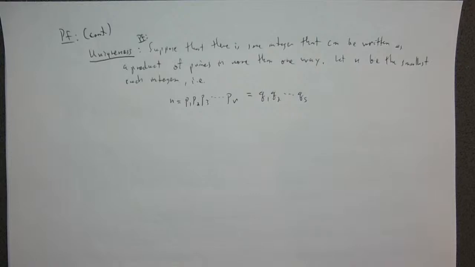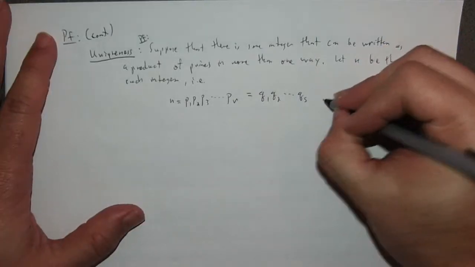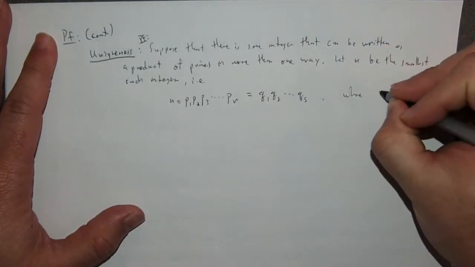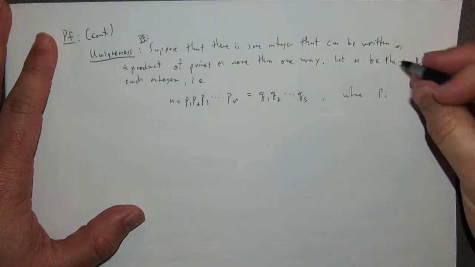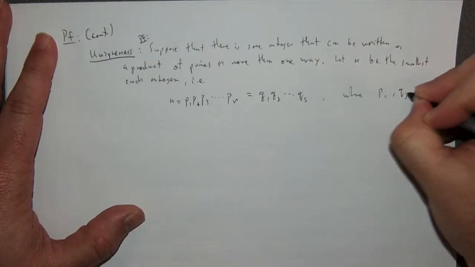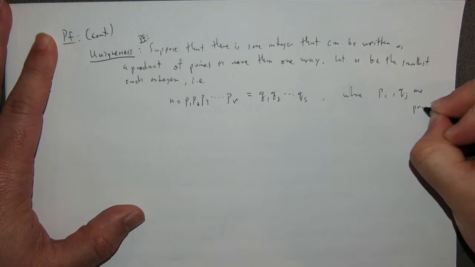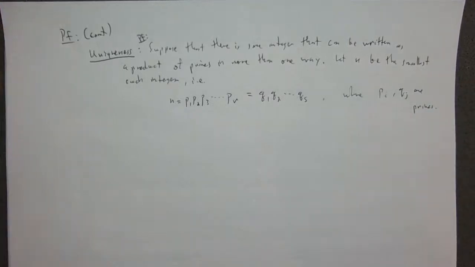All right, where p sub i, q sub j are primes. Okay. Now, what to do?